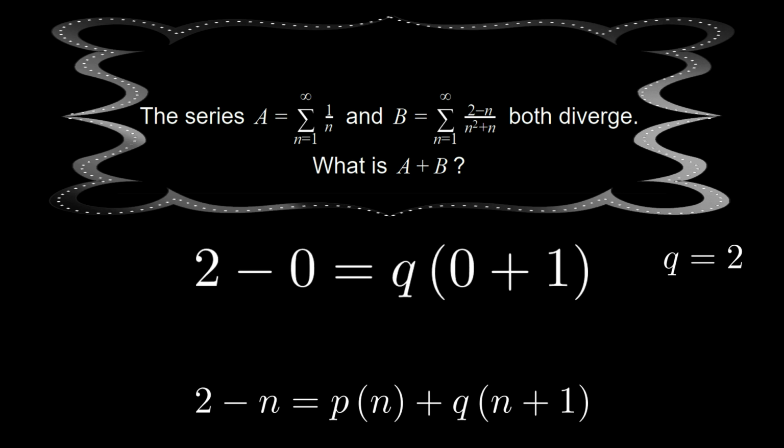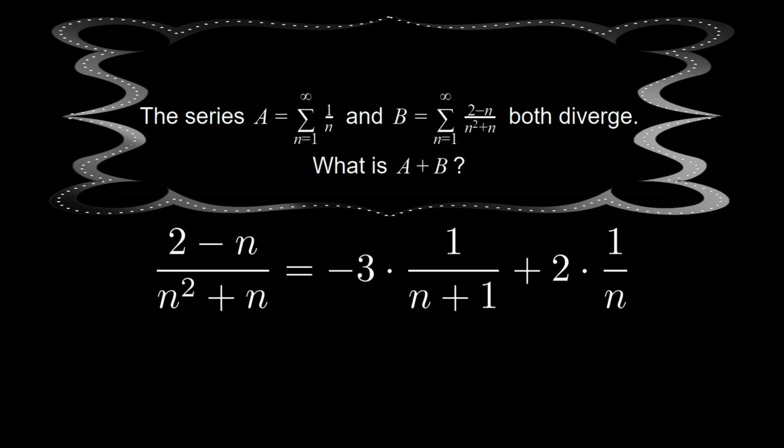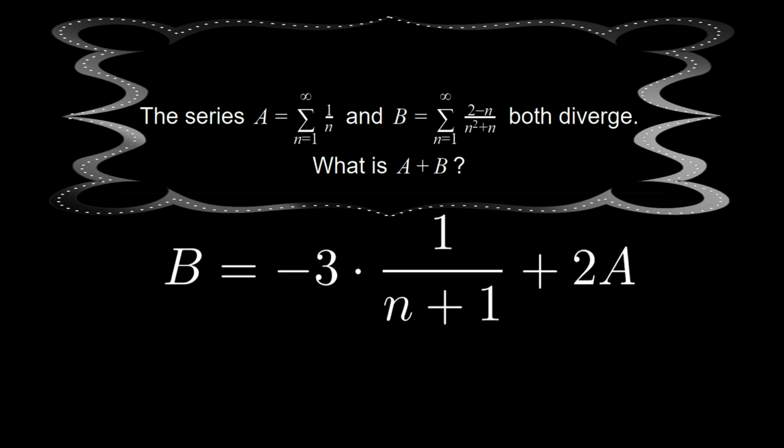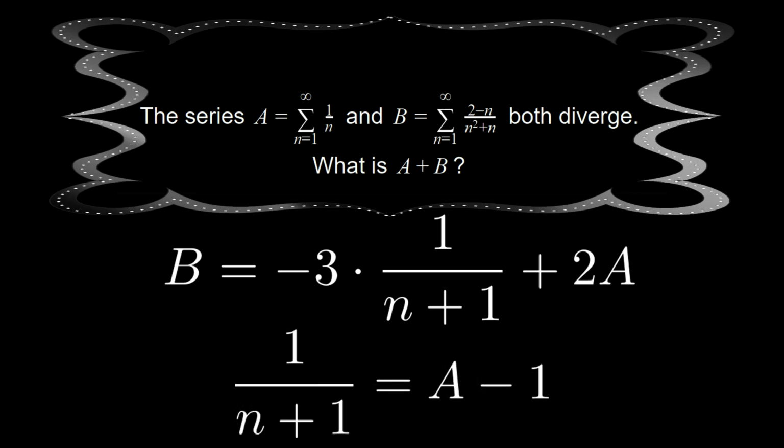Next, we choose a value of n that causes q to disappear, and in this case, -1 causes the coefficient of q to be 0. We then solve for p, and what we now have is 2 separate terms. The finish line is already in sight. Because 1 over n is equal to a, we can just replace 1 over n with a. Now for 1 over n plus 1, we should look at its series. 1 over n plus 1 is 1/2 plus 1/3 plus 1/4 plus 1/5 and so on. And this is the same as a, except a's first term is 1 divided by 1. So therefore 1 over n plus 1 is just a minus 1.